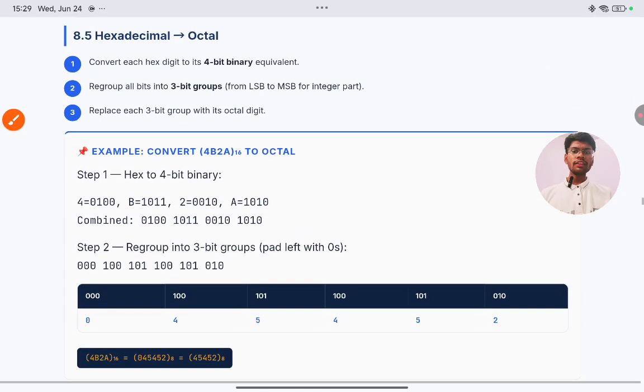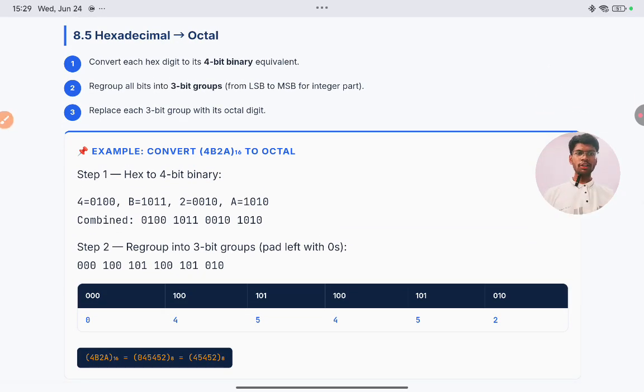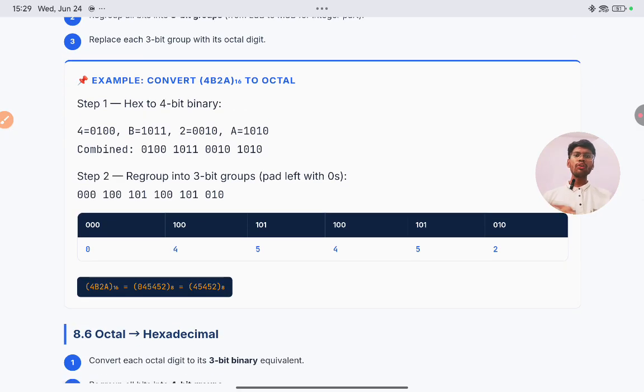Great. Then come the other two: hexadecimal to octal, and octal to hexadecimal. To concentrate here on hexadecimal to octal: convert each hex digit into its 4-bit binary equivalent, regroup all the bits into 3-bit groups from LSB to MSB for the integer part, and replace each 3-bit group with its octal digit. Let's say convert 4B2A to octal. So I have 4B2A.